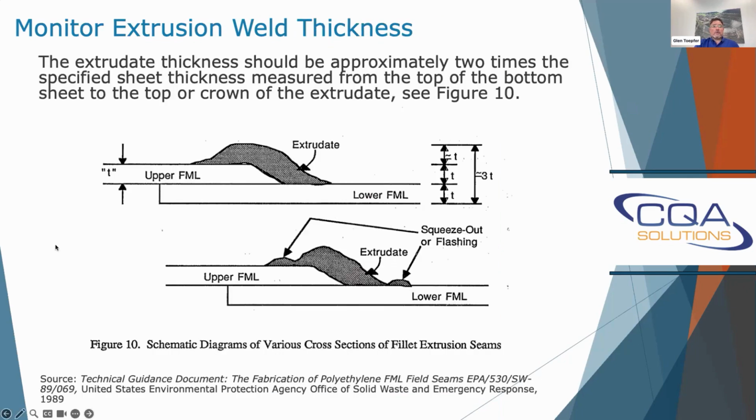Monitoring the extrusion weld thickness during trial welds. You're going to have your extrudate, and the thickness of the extrudate really should be equal to the thickness of the geomembrane. So it should only be above the geomembrane, the same thickness. So if it was a 1.5 millimeter thick geomembrane, the extrudate should be 1.5 millimeters at most. And you'll see that in cold weather or cooler conditions.